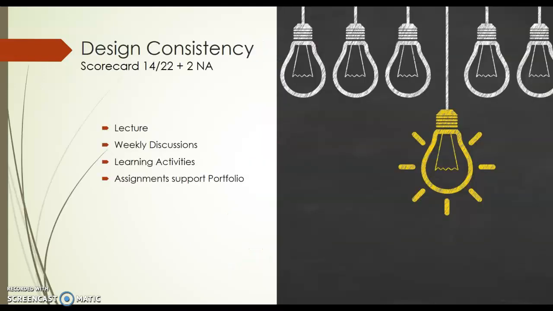Another strength is the consistency of the course design. Each week, learners can expect to read or view the lecture, participate in the course discussions, and complete an activity that supports their final project, which is a portfolio due at the end of the 8 weeks.